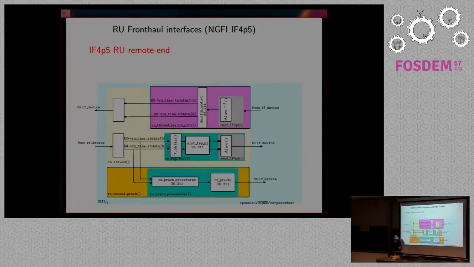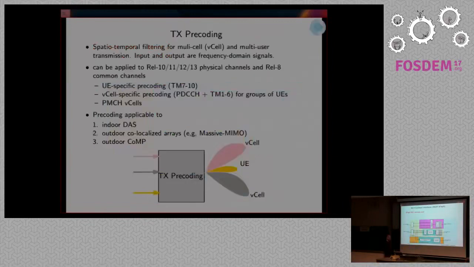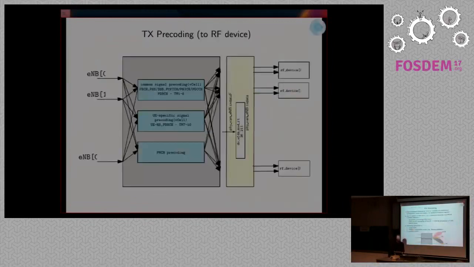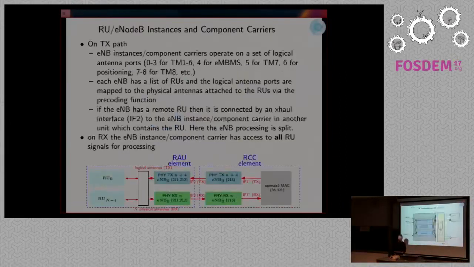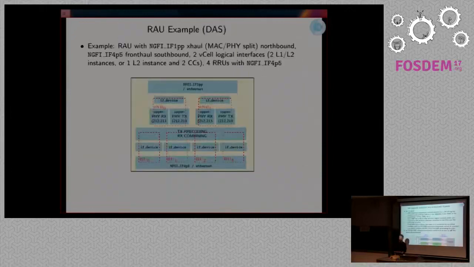There is a notion here of splitting the processing into the different types of things we have. On the transmit side, we do the modulation, and on the reception side, we do the demodulation, and we do a part of the random access channel demodulation in the radio unit itself. Okay. I'm going to skip that because I'm going to run out of time.